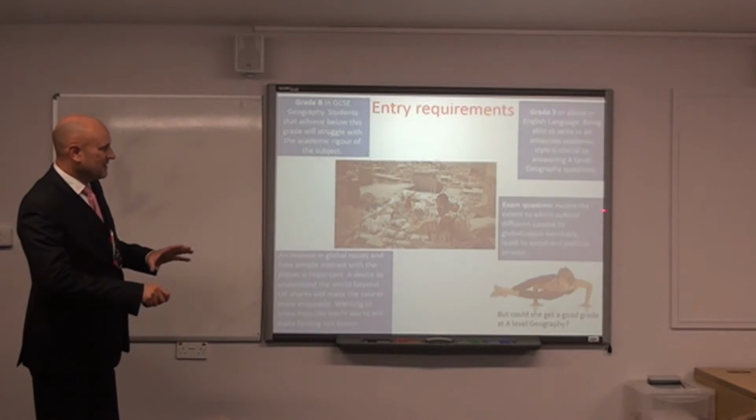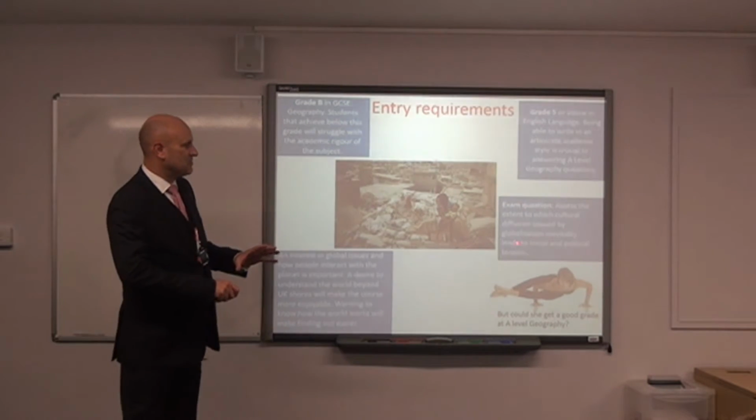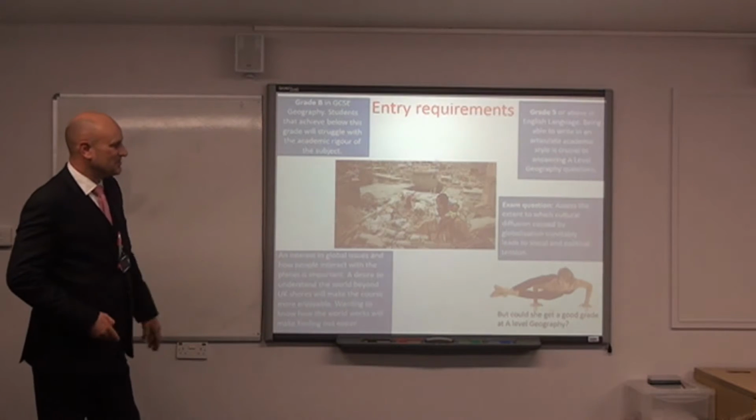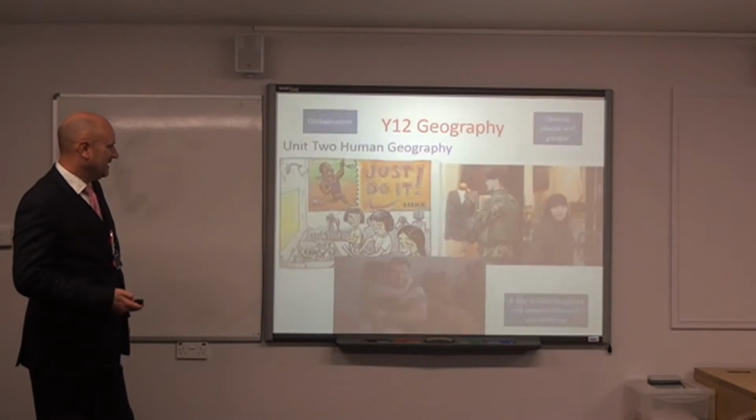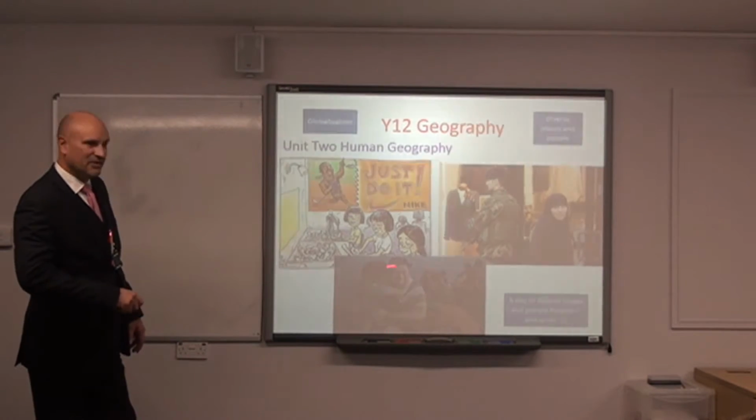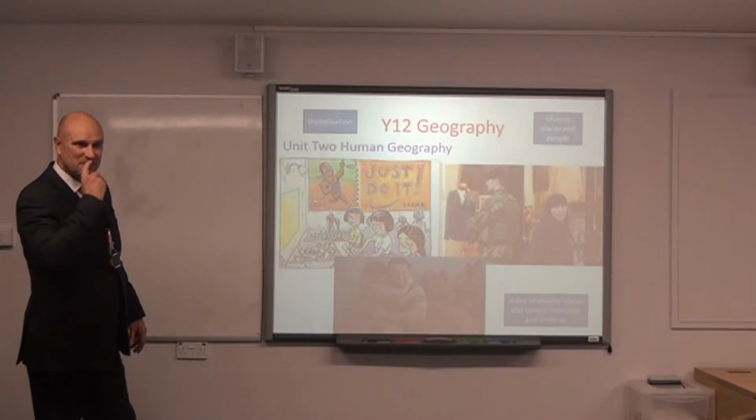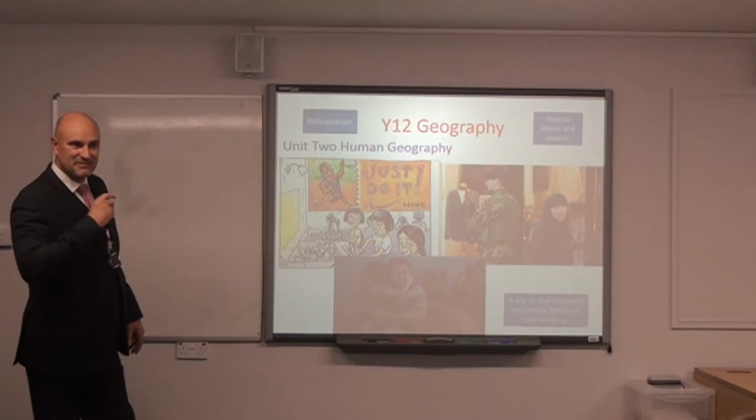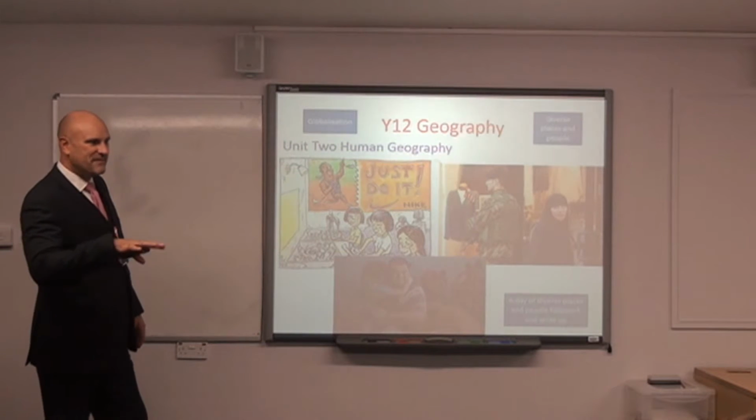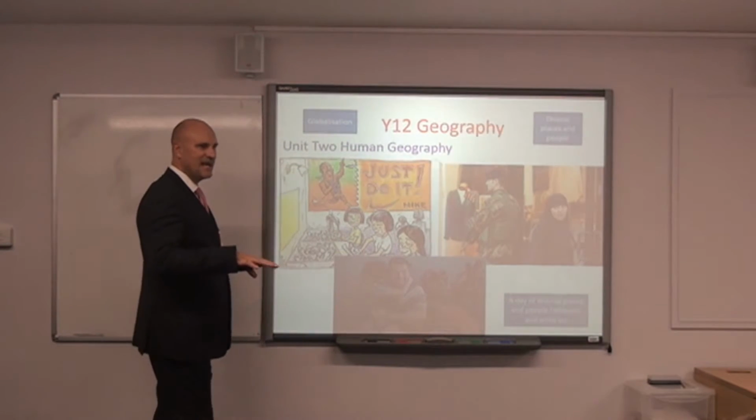We look at some of the diverse places and people, and how, if you look back to the exam question: assess the extent to which cultural diffusion caused by globalisation inevitably leads to social and political tension. Okay, there you go. That causes social and political tension. It's causing it now. It's very current. It's looking at stuff in the news now.